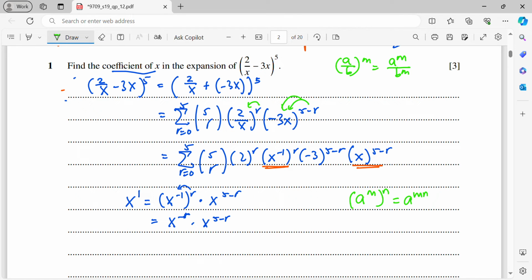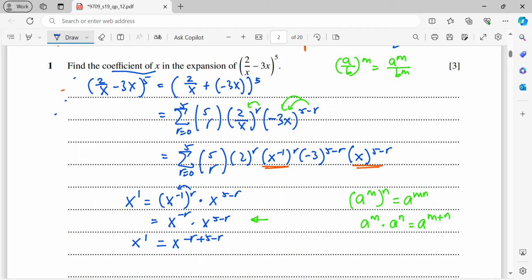Now to simplify it, we have another formula, which is a to the power of m times a to the power of n equals a to the power of m plus n. That is the same base. When you multiply the same base, we are adding the degrees. That means basically I'm getting x to the power of minus r plus 5 minus r, and it is the same as x to the degree 1.